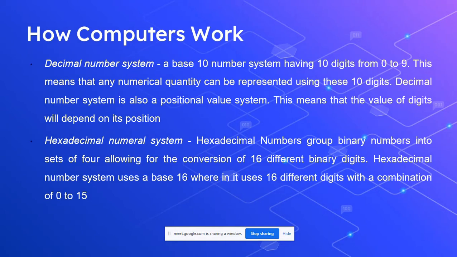So hexadecimal numbers group binary numbers into sets of 4, allowing the conversion of 16 different binary digits, mainly 0 to 15 digits niya. It uses a base 16 where it uses 16 different digits with a combination of 0 to 15. So, unlike sa binary na 0 at 1, yung combination niya.